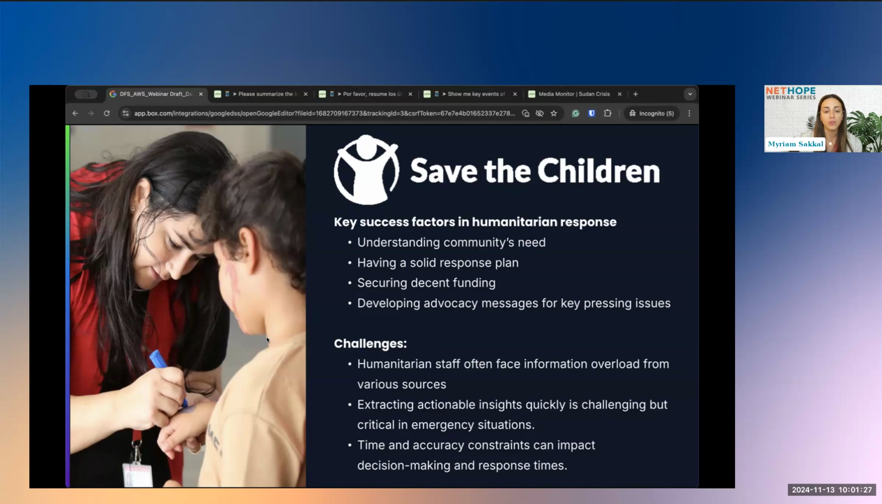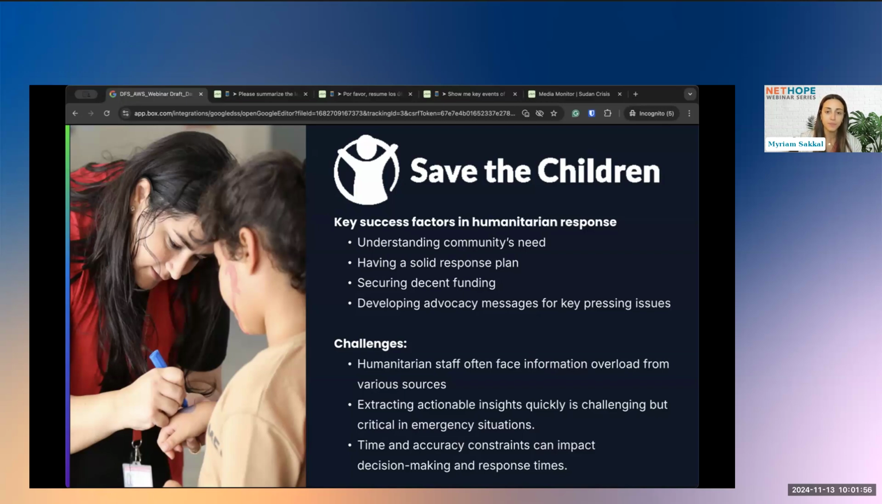Additionally, we need to have actionable insights because evidence is very crucial to build action on. And these are very important in our emergency setting, but time and accuracy remain a constraint that can impact our decision-making and the response time. So the faster we have the data, the more informed decision-making we can make, and the faster our response can be, especially at the onset of the crisis.